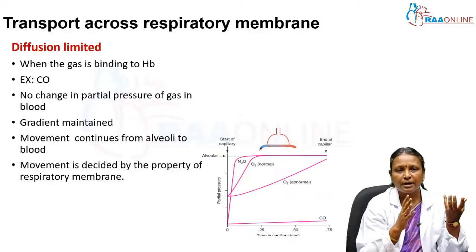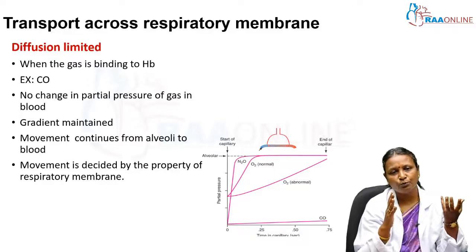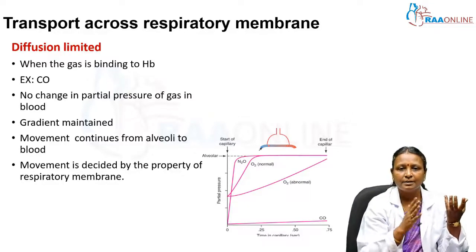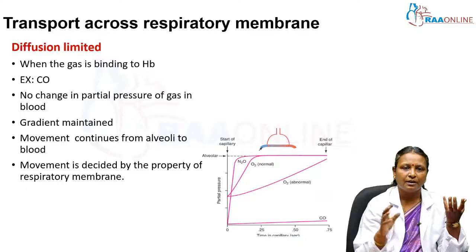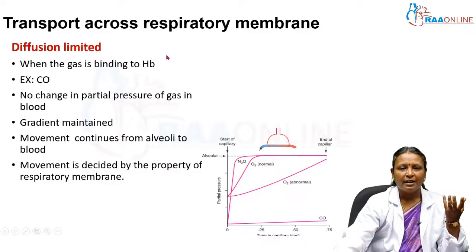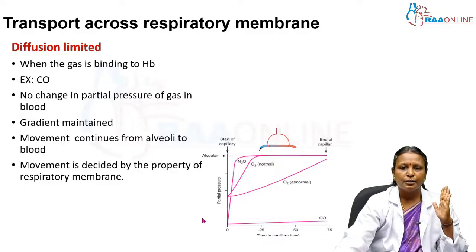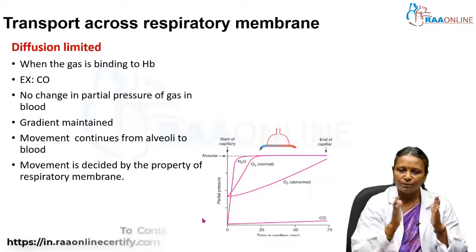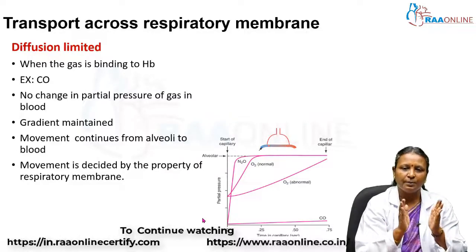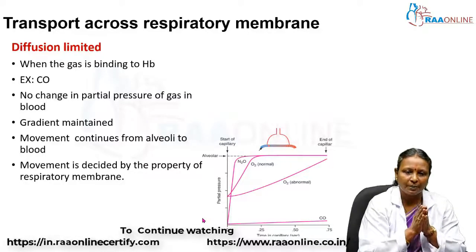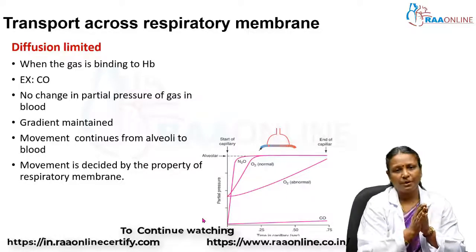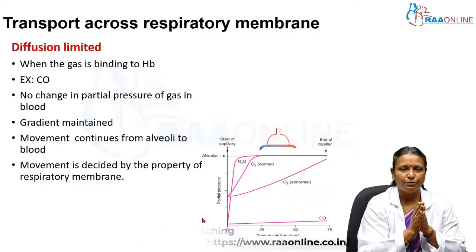What is going to decide how much of carbon monoxide is going to move from the alveoli to the blood? It is the diffusion capacity of the membrane. Therefore, whenever a gas is binding to something, there is no change in the partial pressure of the gas in the blood. The gradient is maintained continuously. There is movement of carbon monoxide from the alveoli into the blood. So this movement is going to be decided only by the property of the respiratory membrane, which is going to permit the movement. So you call that as diffusion limited.